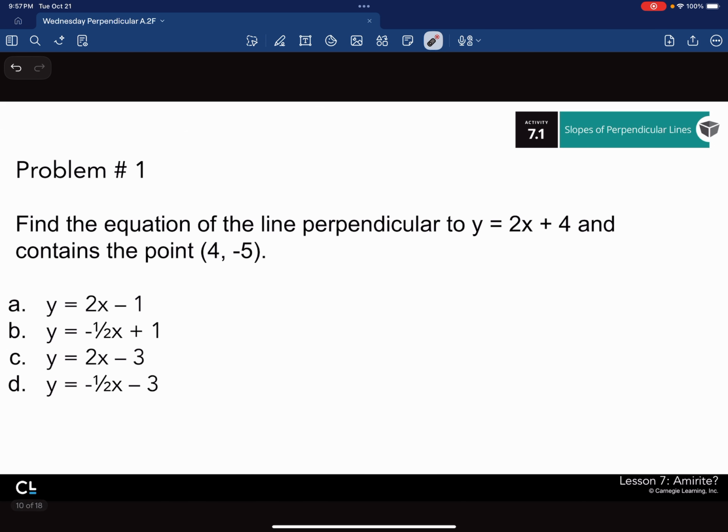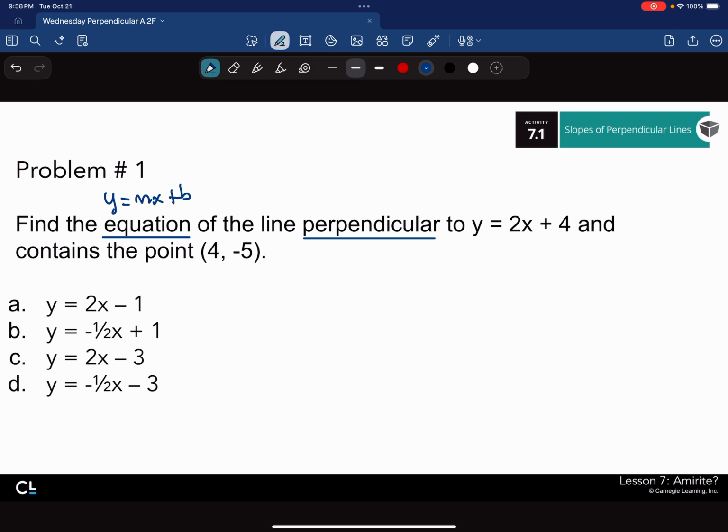Number 1, find the equation of the line perpendicular to y equals 2x plus 4 and contains the point 4, negative 5. So first I'm going to underline the equation and then look at all your answers. All these answers are written in slope-intercept form. That's y equals mx plus b. Next, the key word here was perpendicular. We know that that means the opposite reciprocal.